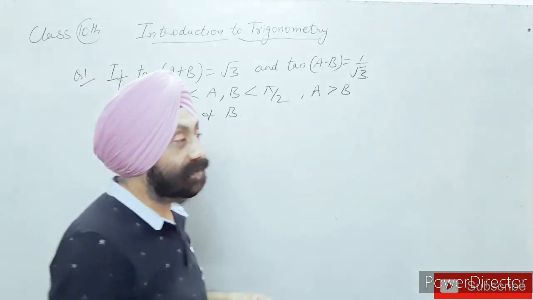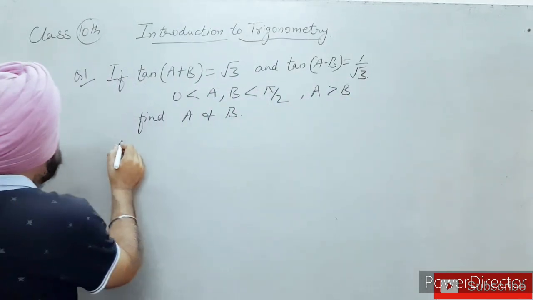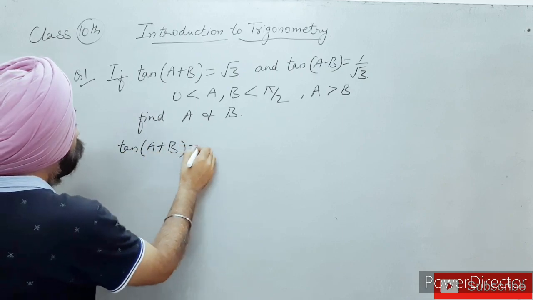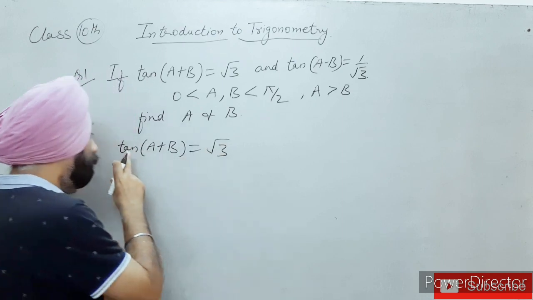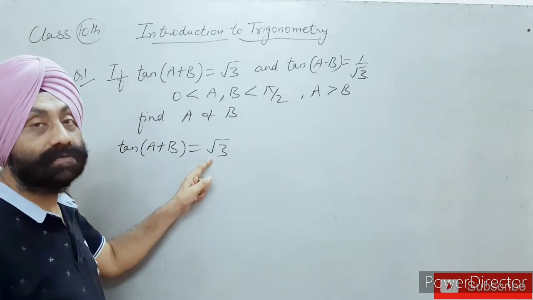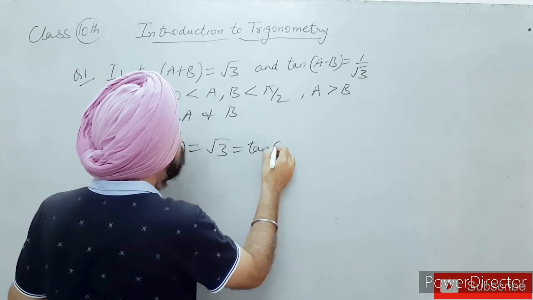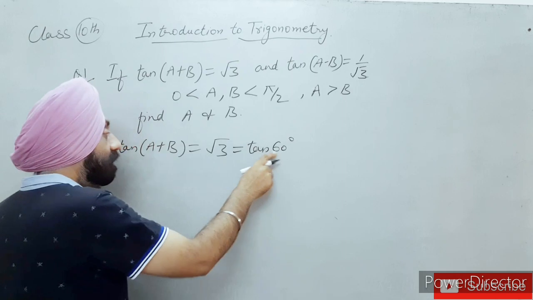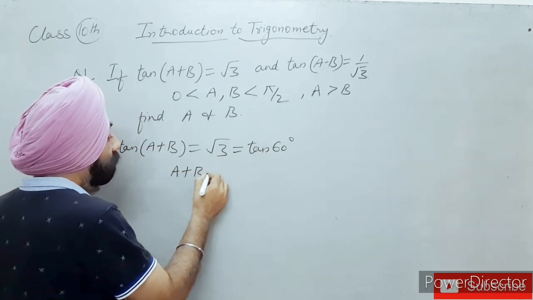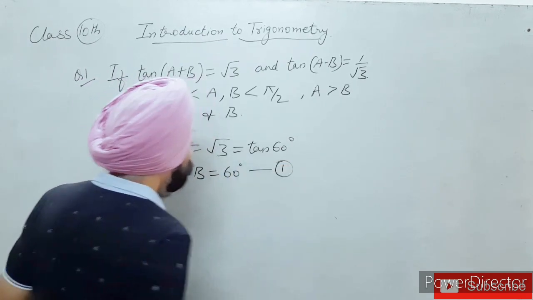Now if someone knows the values, tan of A plus B equals root 3. In terms of tan, which angle has the value under root 3? I can write it as tan of 60 degrees. Tan 60 is under root 3. So I get the first equation, A plus B equals 60 degrees.